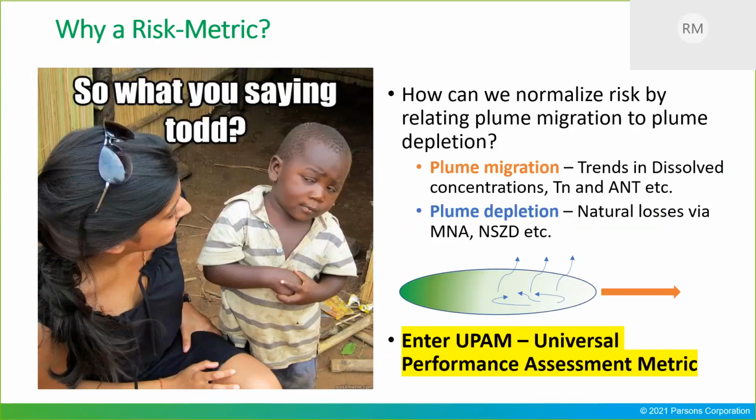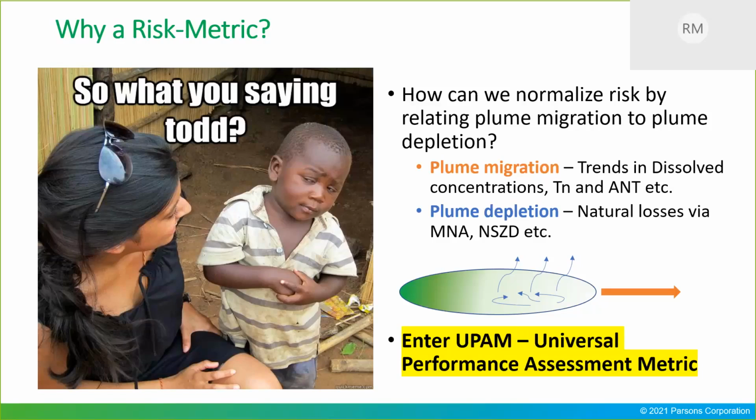So therefore, it all boils down to this. We are looking at plume migration versus plume depletion, and is there a way to normalize that approach? We don't want to operate in a vacuum wherein we are looking at plume migration metrics and say, okay, my system is effective and that's it. Whereas if we don't understand what the depletion characteristics of the plume are, then we don't have a good understanding of the true measure of the risk. So that's where UPAM, or the Universal Performance Assessment Metrics, come in.